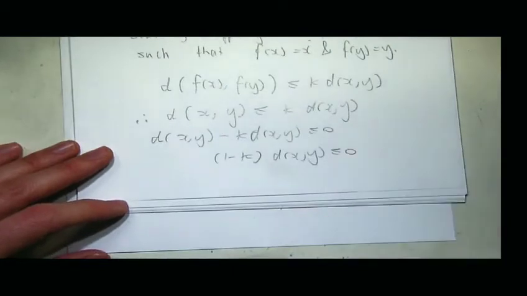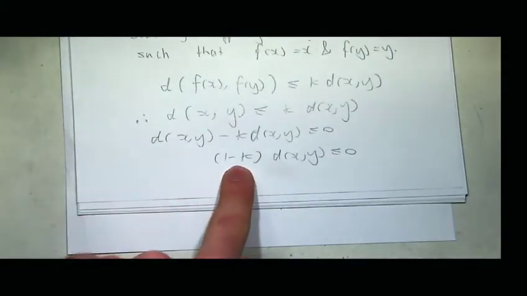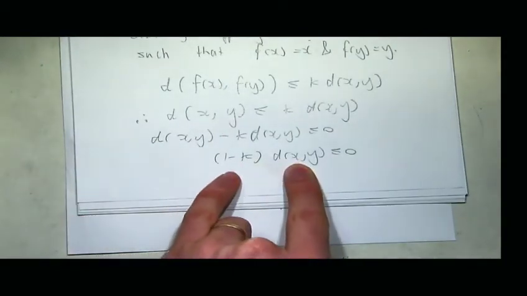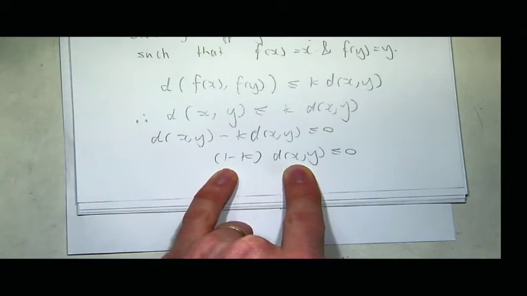And that's not possible because k is less than 1, which makes this positive, and this is positive, right? The only way that this could possibly be less than or equal to 0 would be if it was 0. That's how I would argue it, but you could argue it in any number of different ways.